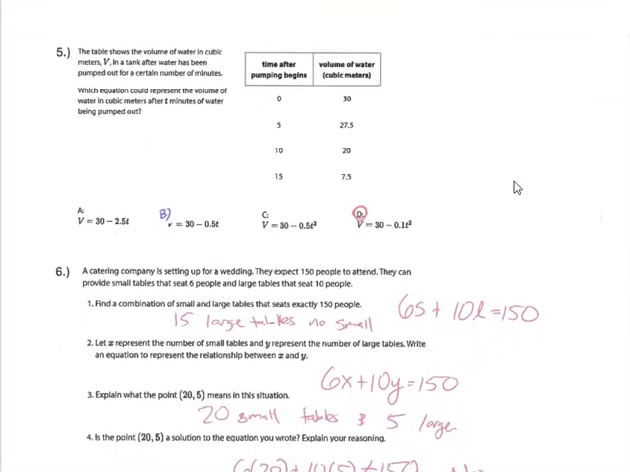On number 5, I actually messed up on this one. I circled B because when you substitute a 0 into B, it does spit out a 30. So I figured that was the answer. But I sillily did not go over and substitute in the 5 to see if I got 27.5, or the 10 to see if I got 20, or the 15 to see if I got 7.5. So once I actually did that, I realized that D was the only correct answer. D will work for 0, 5, 10, and 15. It will always give out the correct volume.